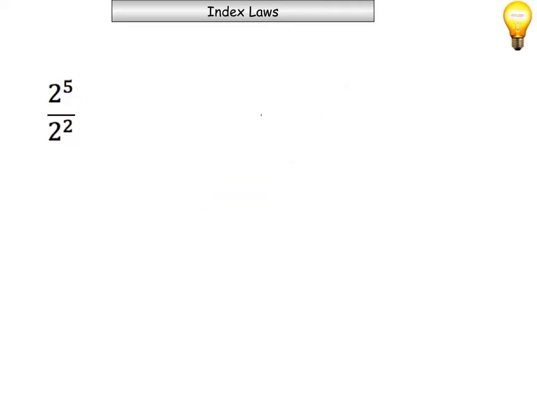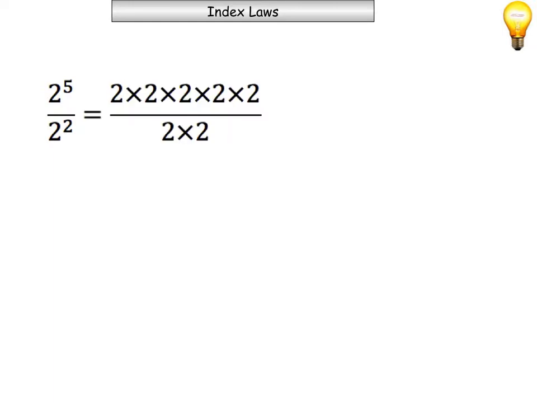Just like we did for multiplication, when we're looking at division, the way that we're going to come up with our index law is exactly the same. What we're going to do is write this expression in expanded form. So we have 2 to the power of 5 on the top, so 2 multiplied by itself 5 times, and we've got 2 times 2 on the bottom.